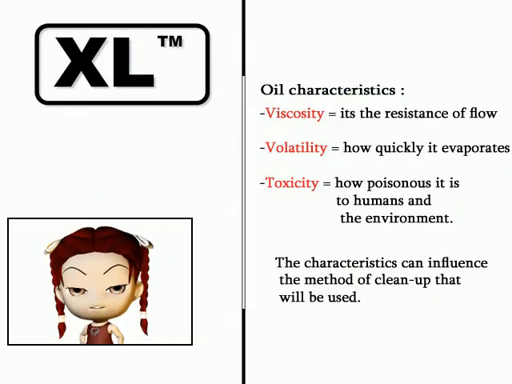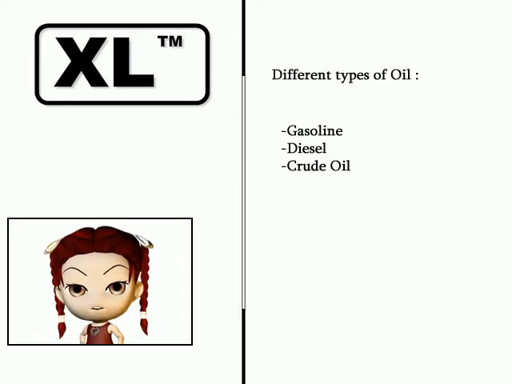Oil is used in many processes, but not all oil is the same. Oil types can differ in viscosity, the resistance to flow, volatility, how quickly it evaporates, and toxicity, how poisonous it is to humans and the environment. These three characteristics are very important when oil spills are being cleaned up, because they can influence the method of cleanup that will be used. For example, gasoline has very light density, high volatility and high concentration of toxicity, and it's impossible to clean up.